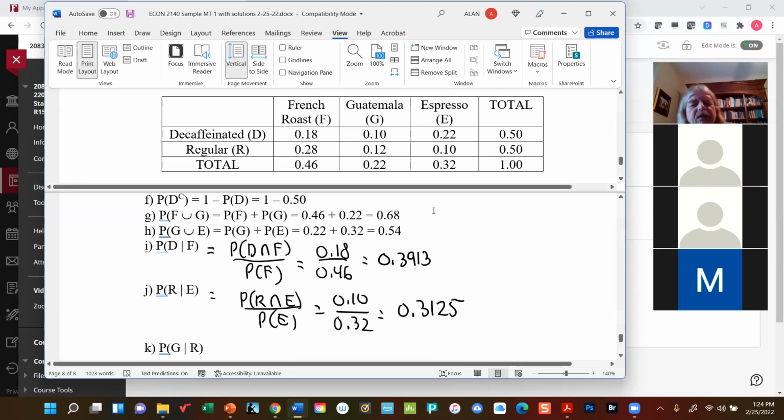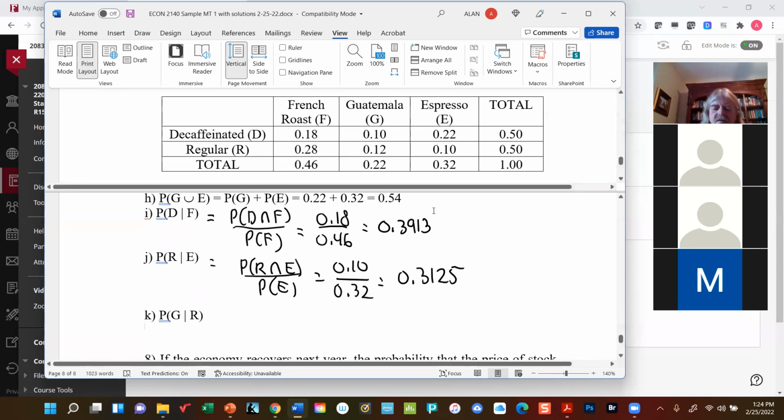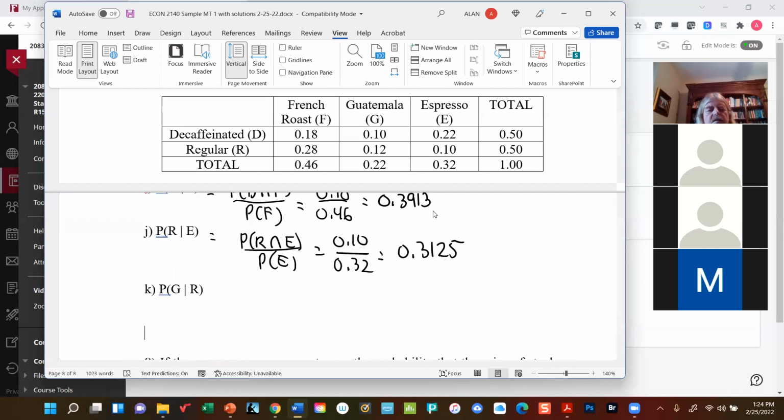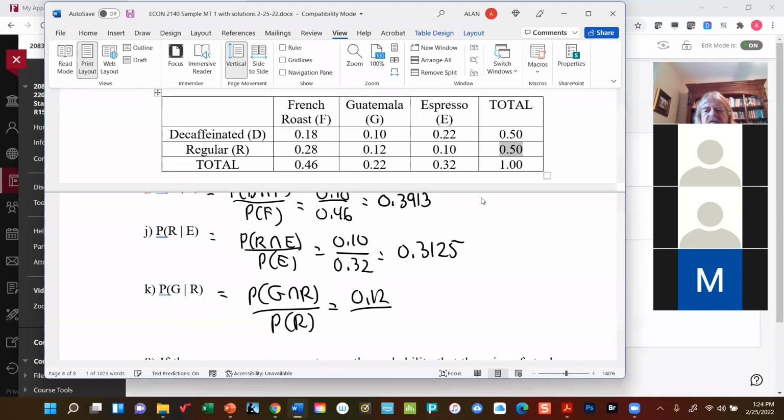And then we have one more, G given R. So in the numerator, we have G and R over P(R). G and R is Guatemala regular, 0.12. Regular across here, the total is 0.5. So that's 0.24. All right, so those are done.